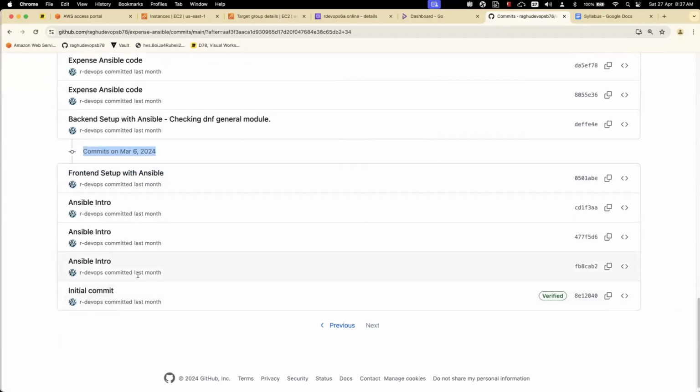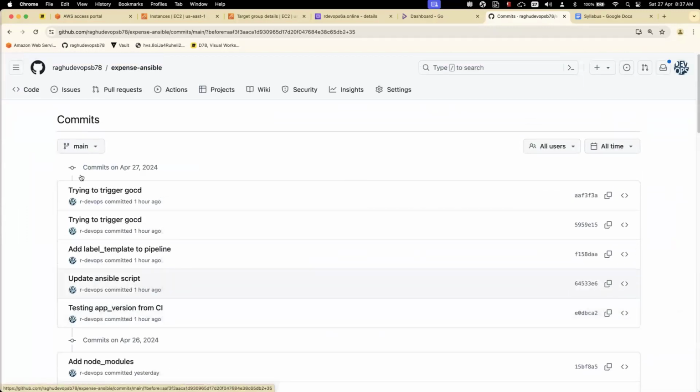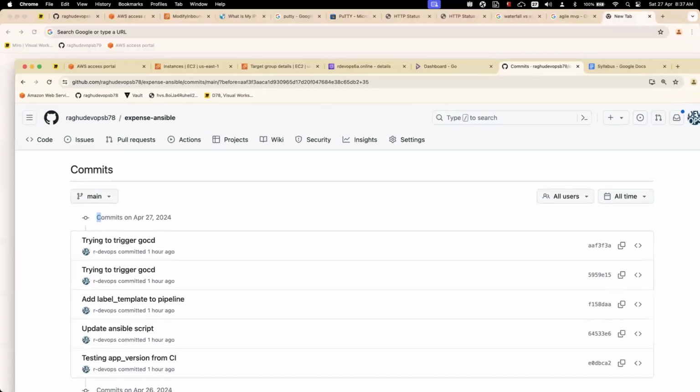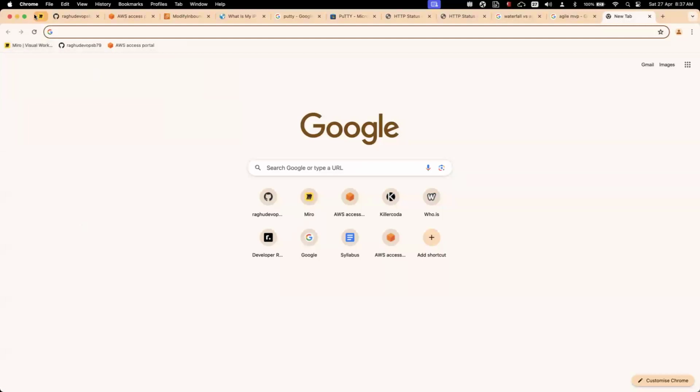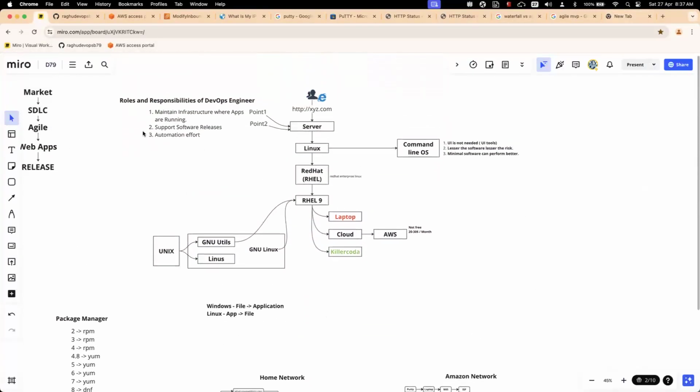The initial introduction of Ansible is happening on March 6th. Till today, I'm doing the modifications. Even on April 27, I'm doing a modification. Even after a month, when things are improving, I have to adopt and implement. And also we'll write an SOP. Our role is what we're talking about, and we will not deviate from the SOP.